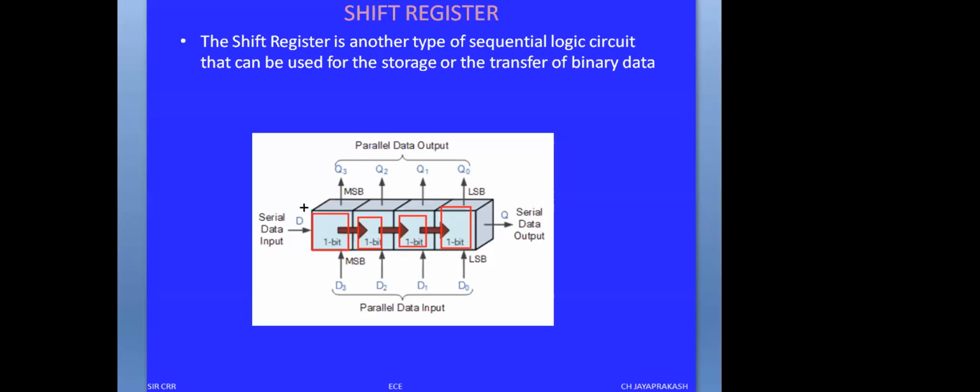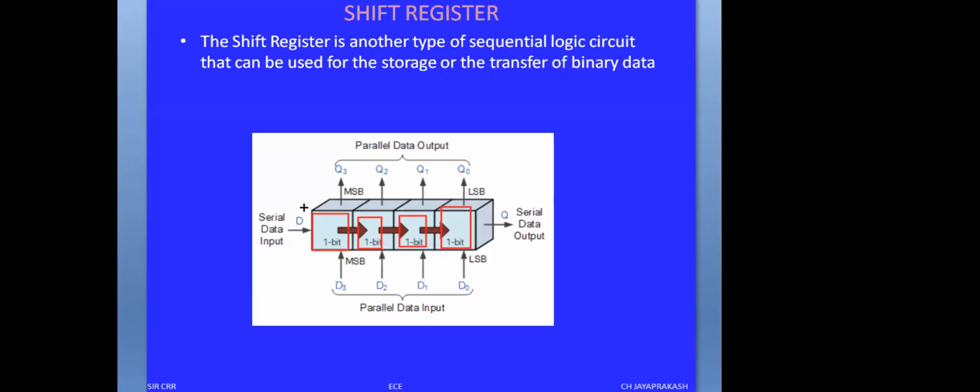Now be careful, a register is to store the information. A group of bits can be stored in a register. The register size is defined as 0 to n-1. If it is a 1-bit register, we call it D0. A 2-bit register is D0, D1. A 4-bit register is D0, D1, D2, D3.